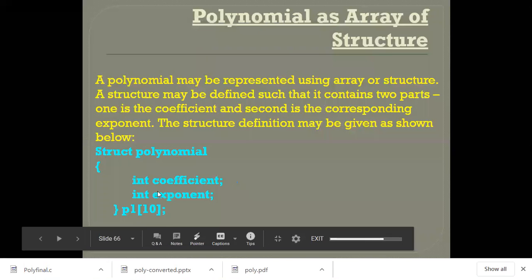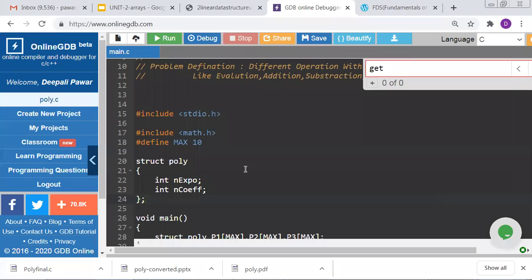This means I can represent 10 terms in this p1 polynomial. This becomes an object of the structure. How many fields will it have? Coefficient and exponent. I hope everyone is clear now. Yes, okay. This is your task. You have to convert this code into C++.